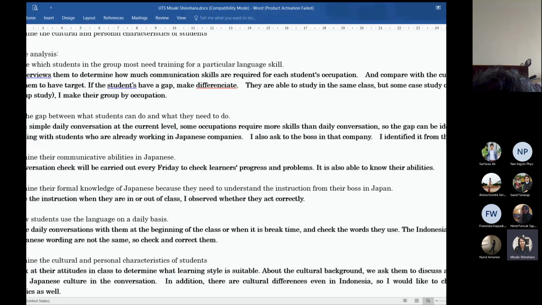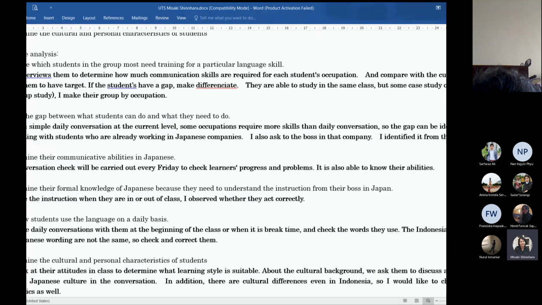Okay. And number four, result: give instruction when they are in or out of the class. I observe whether they act correctly, when they are in or out of the class. Okay, it is very important for Indonesian students who work in Japan.